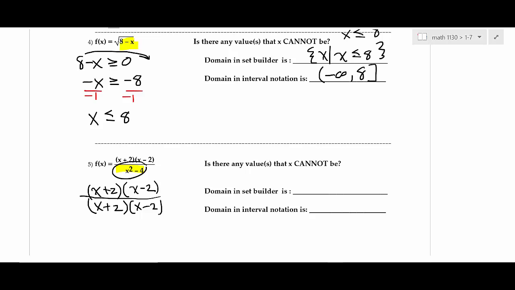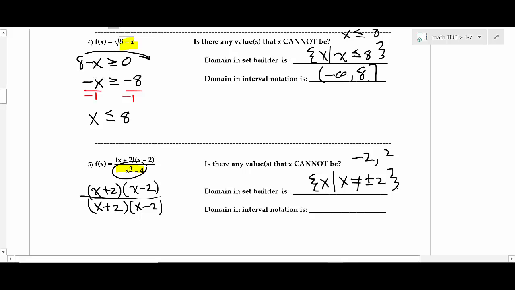So what you would say on this is you cannot be -2 and 2. In set builder notation for the domain, you would just say set of x such that x is not equal to plus or minus 2. You can write that in abbreviated form like that. In interval notation, you'd have to do 3 intervals: -infinity to -2, union -2 to 2, union 2 to infinity.